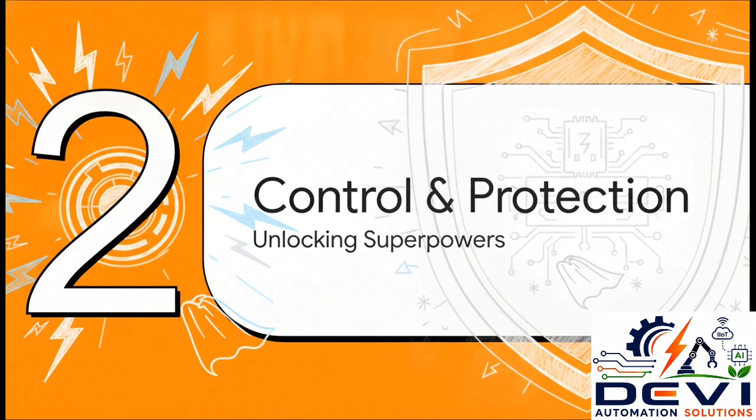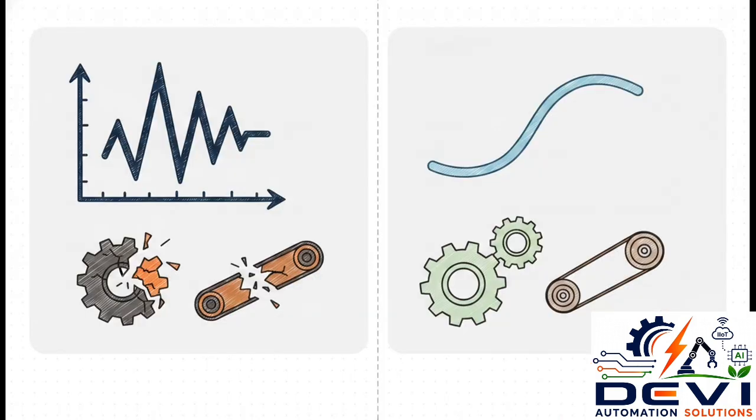Moving on to Section 2, Essential Control and Protection. This is where we unlock the superpowers. Look at the dramatic difference between a traditional direct online setup and a VFD. Without a VFD, hitting full power gives you a hard start. That's a violent mechanical shock and a huge spike in current that just wreaks havoc on belts, gears, and bearings.